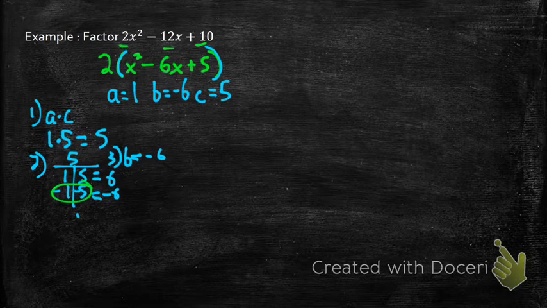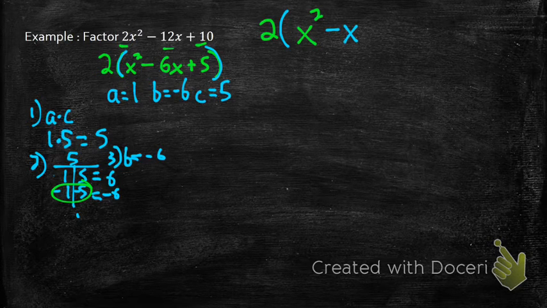These equal negative 6. So from here, I'm going to go back through and rewrite my middle term using those 2 numbers that I just circled as coefficients for that middle term. I'm going to start by writing the 2, which is what I factored out in the beginning. Everything else stays the same except the middle term. I'm going to replace it with minus x minus 5x, the coefficients I circled.